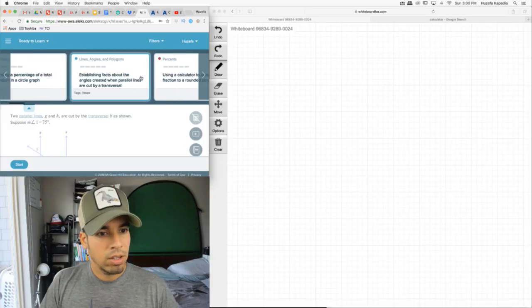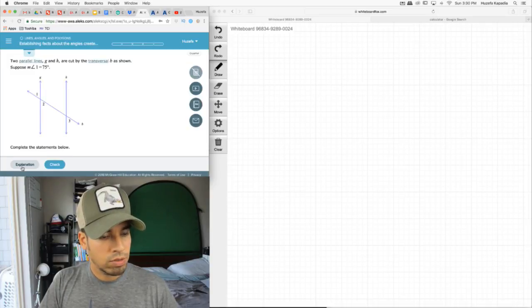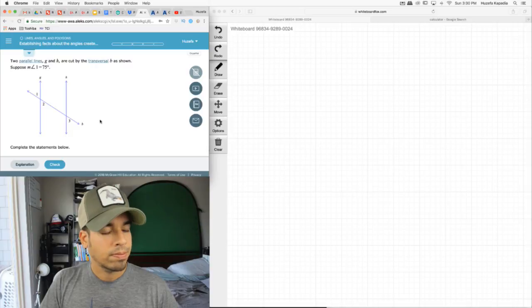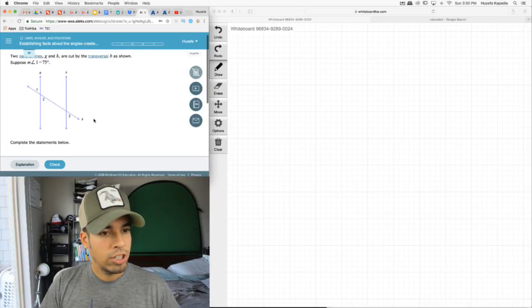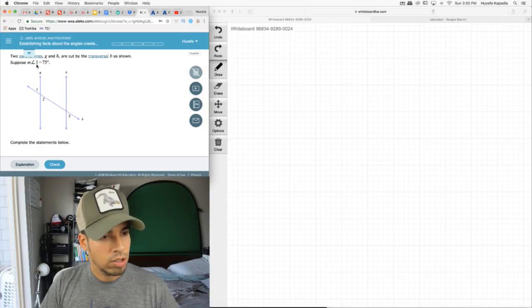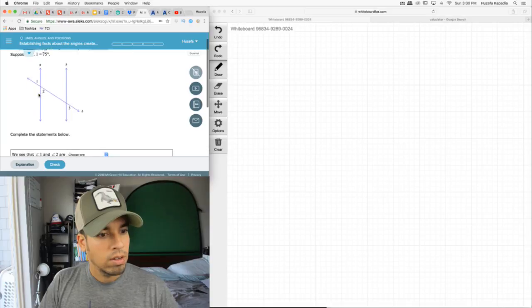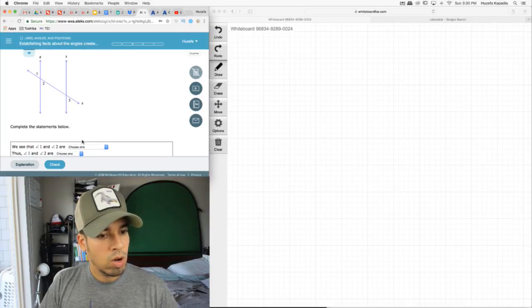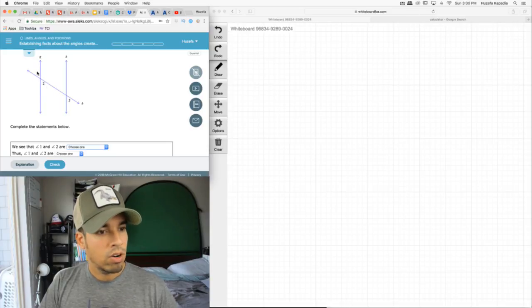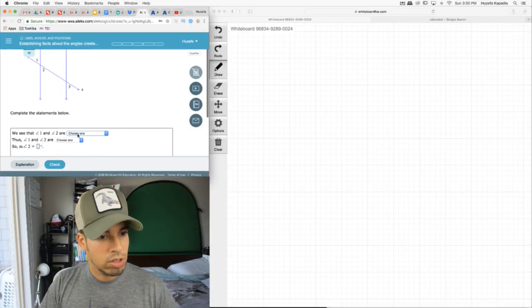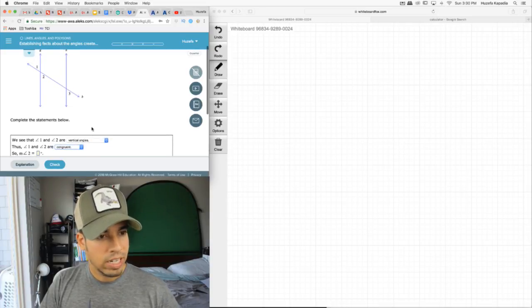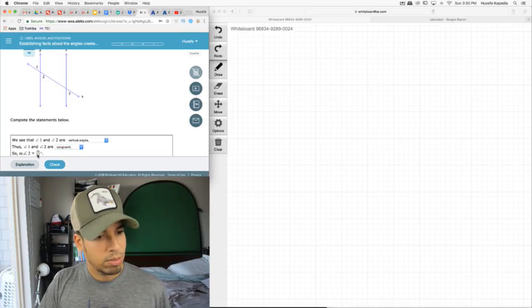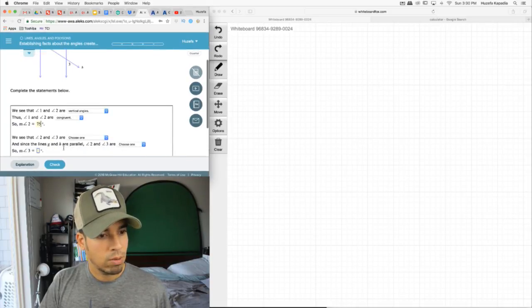Establishing facts about the angles created when parallel lines are cut by a transversal. Two parallel lines G and H are cut by transversal B. Suppose angle M, which is 1, is 75. Okay, let's complete the statements below. I see that 1 and 2, angles that are opposite like this, are actually called vertical angles. Vertical angles are always equal. And therefore they are congruent. Congruent is a synonym for equal. So therefore angle 2 has to be 75, just like angle 1.